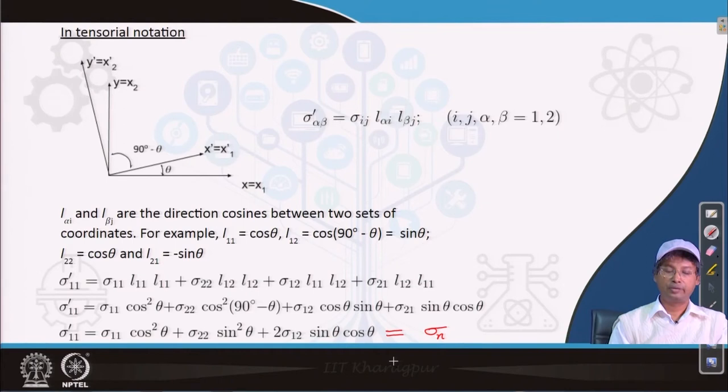So this is one good understanding, that this small tensorial expression can give us the coordinate transformation very easily, and stress transformation to a different coordinate or to a different plane. With respect to a plane it is easy to understand, but actually we are imagining a different coordinate system which is inclined in that manner. In two dimensions it is very easy to imagine.